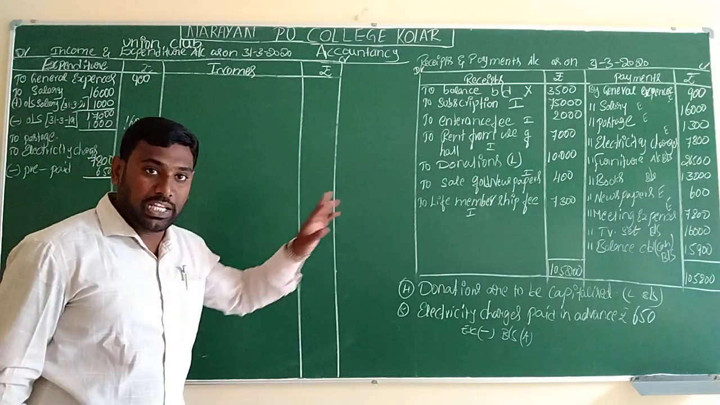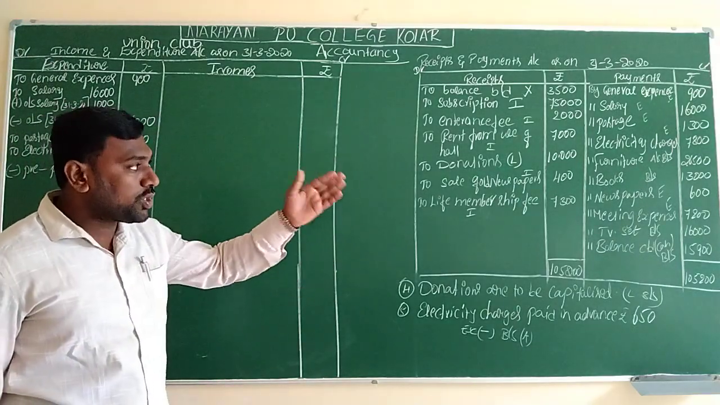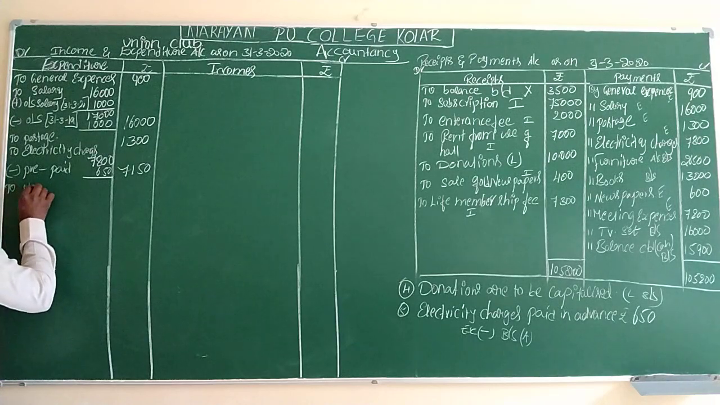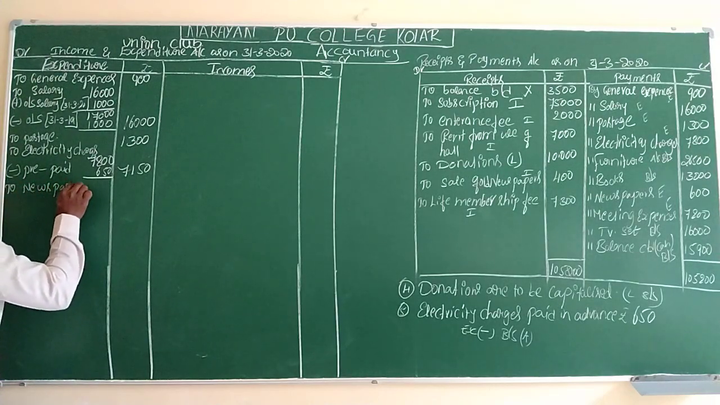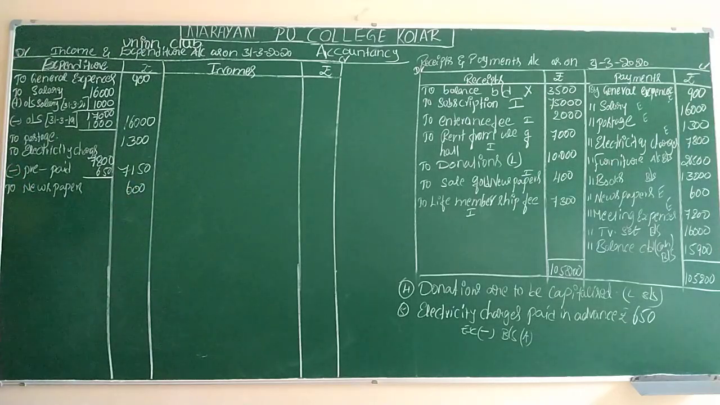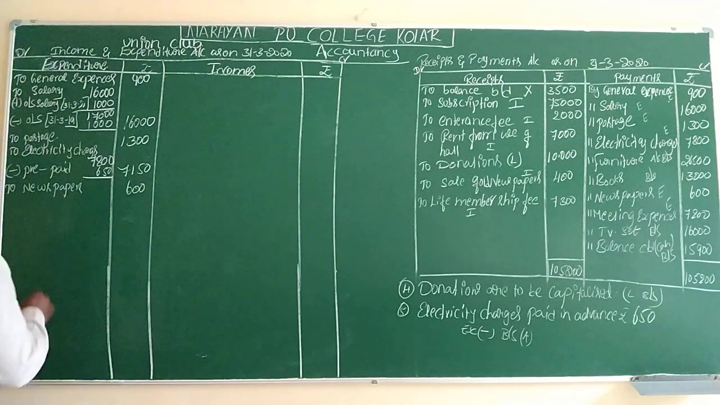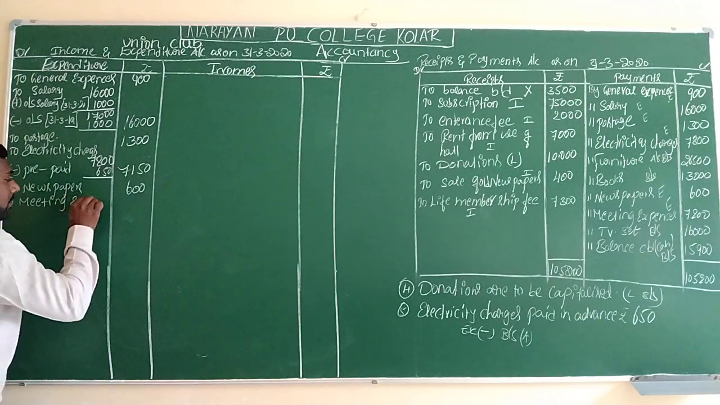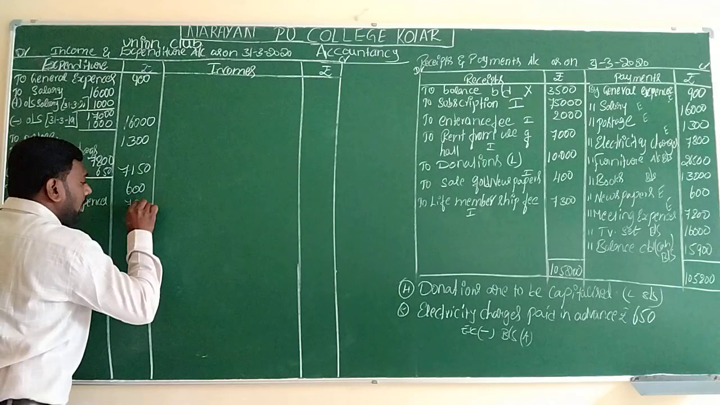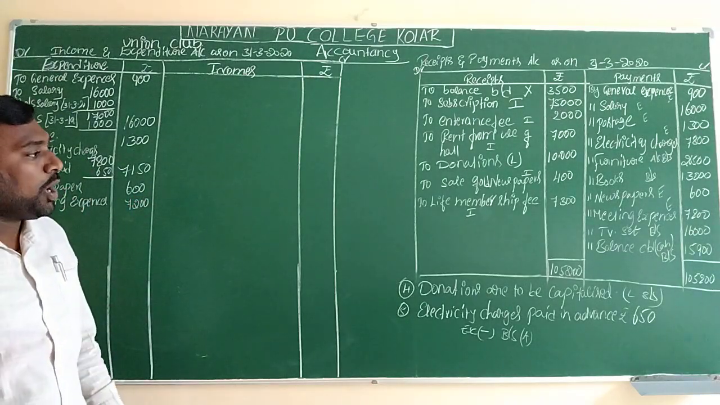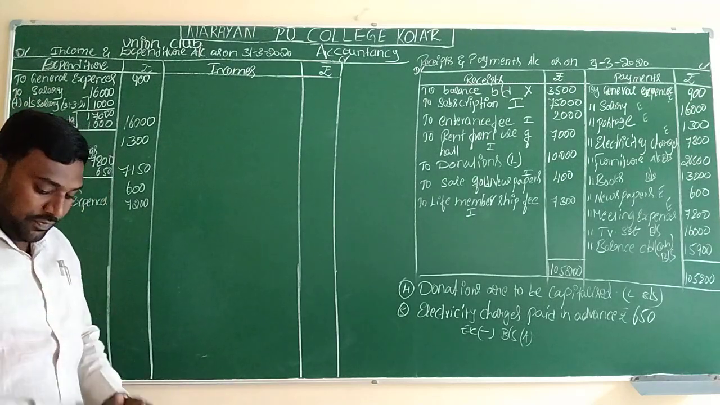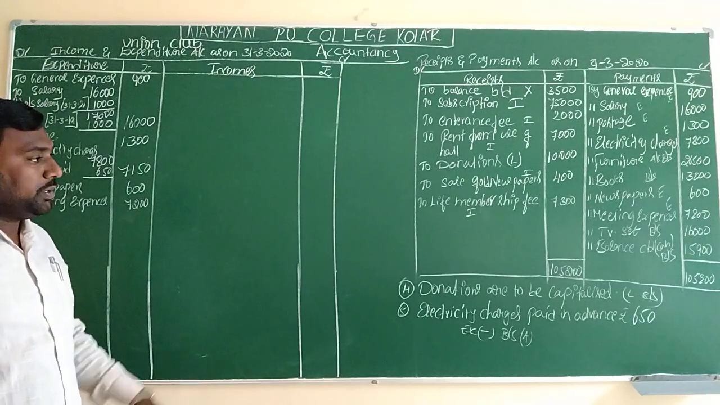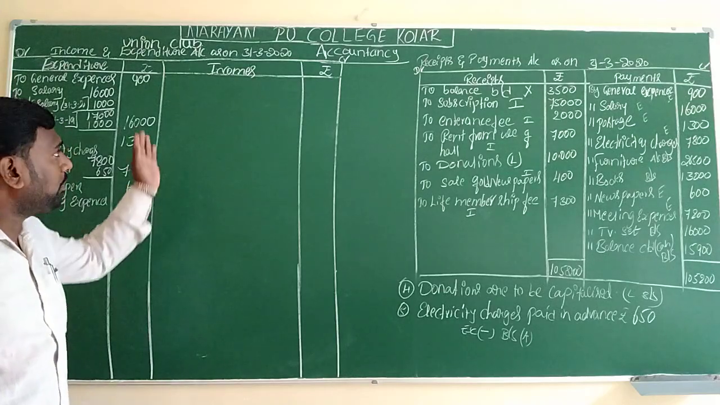After that, what have they given? Furniture is there, that belongs to our balance sheet. Books, that belongs to the balance sheet. And one more thing, newspapers, that is an expense. To newspapers, the value is 600 rupees. After newspapers, they have given meeting expenses. To meeting expenses, 7,200. After that, the TV set is there, that is a fixed asset. After that, balance carried down is there, that also belongs to the new balance sheet only.